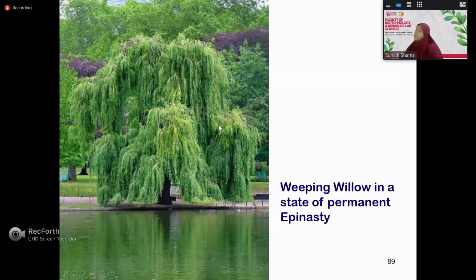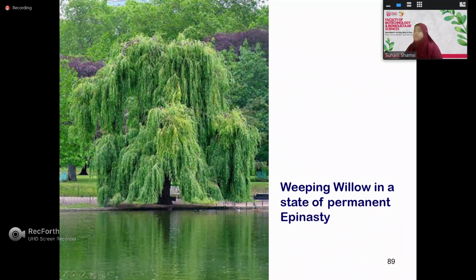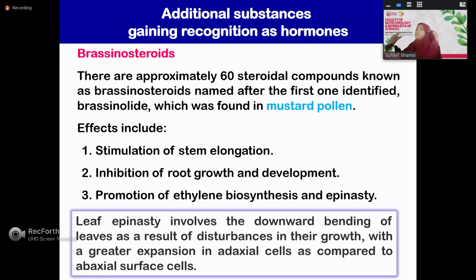So this is how it looks like. Weeping willow is a state of permanent epinasty. So it produces a lot of brassinosteroid. So instead of growing upwards, it grows downwards. It forms epinasty, which is downward bending of the leaf as a result of disturbance in their growth because they have brassinosteroid production.